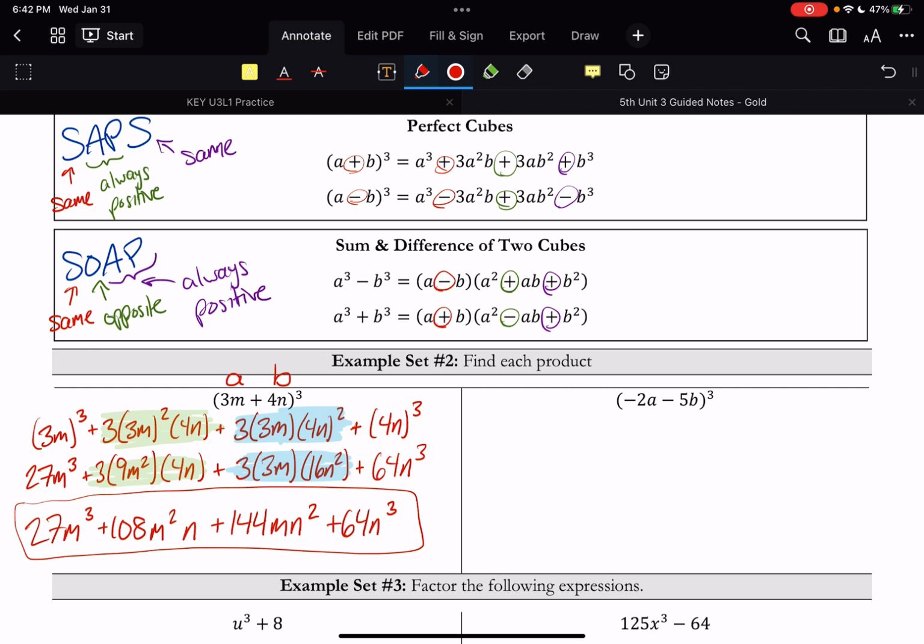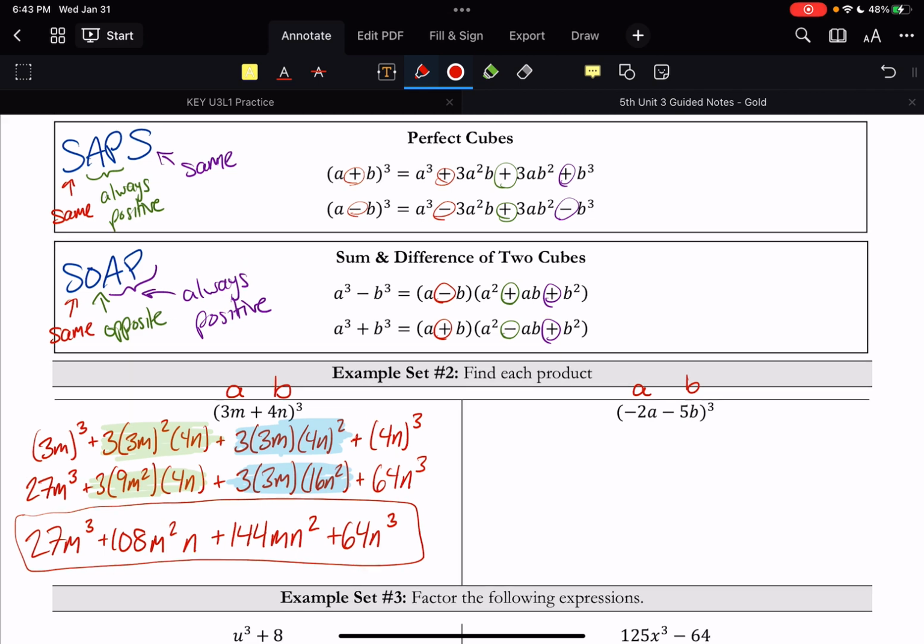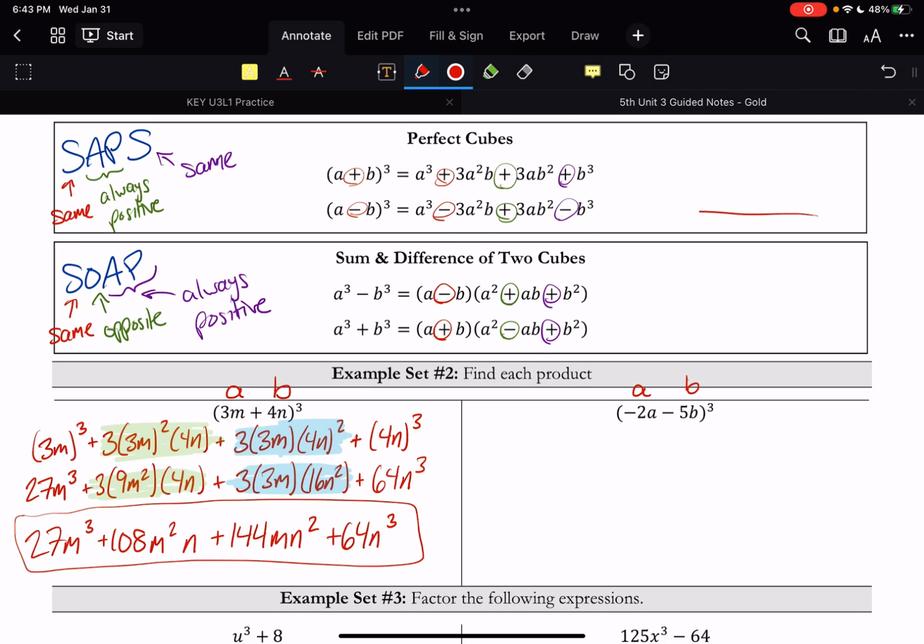For the next one, it's not any different. Now we're just working with a minus b quantity cubed. So my a value here is negative 2a. My b value is 5b. B is not negative 5b because the general formula is a minus b quantity cubed. So again, I'm just going to plug this into my second formula, which is right here.